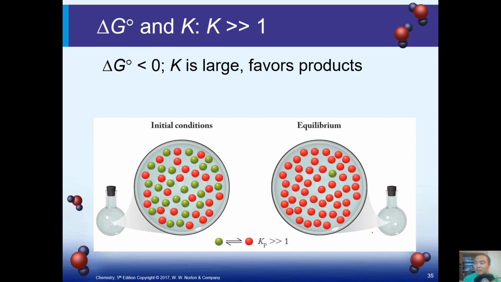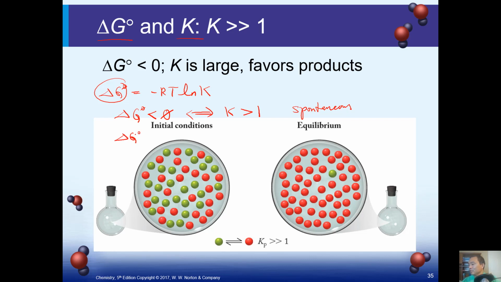Let's talk a little bit about the relationship between delta G naught and the K. All right. So delta G naught equals negative RT times natural log of K. So if delta G naught is smaller than 0, we know that means K is greater than 1. The reaction will be spontaneous.